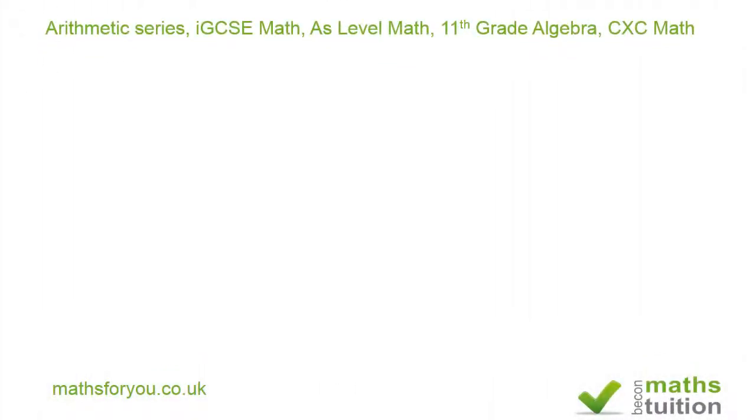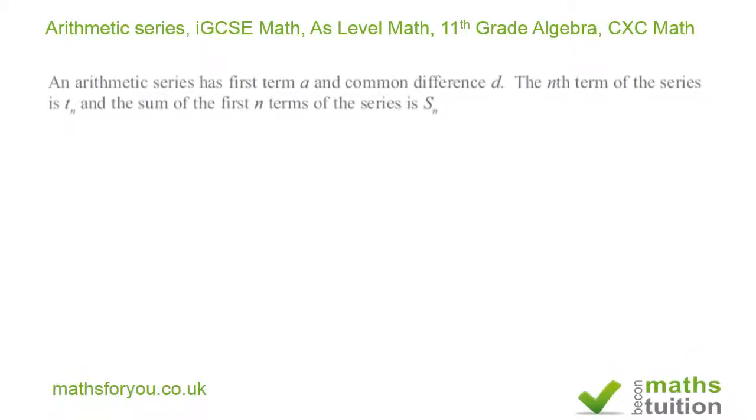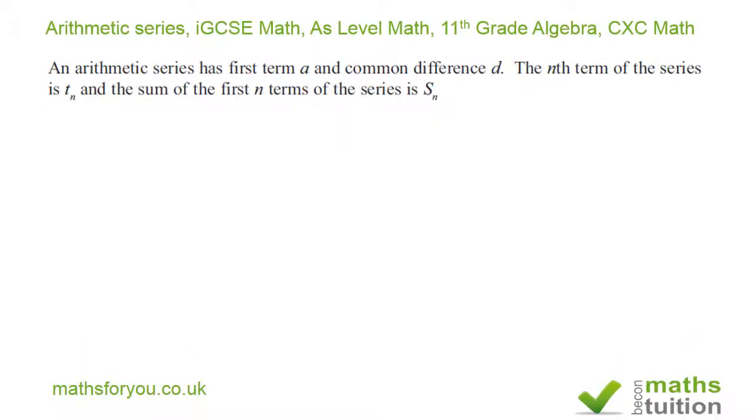Welcome to this exercise on the revision of arithmetic series, and it's based on an iGCSE question here. It says an arithmetic series has first term a and common difference d. The nth term of the series is t sub n, and the sum of the first n terms of the series is s sub n. And then it says write down. I think the operative phrase here is the words write down.